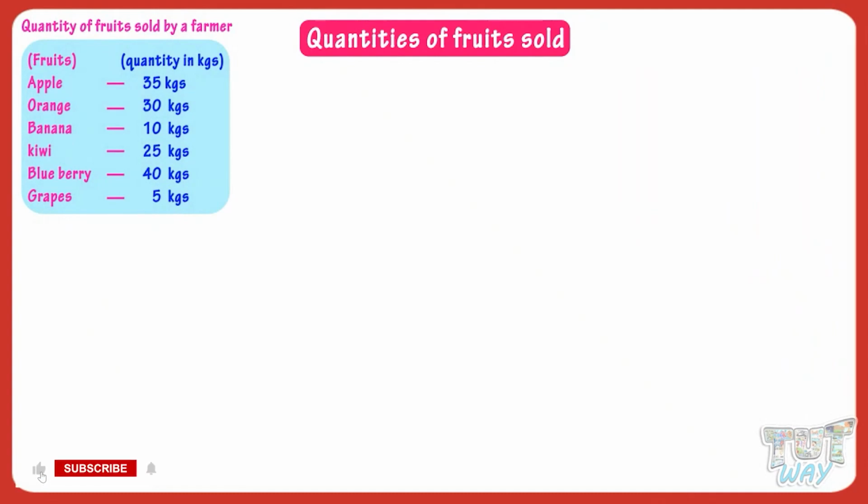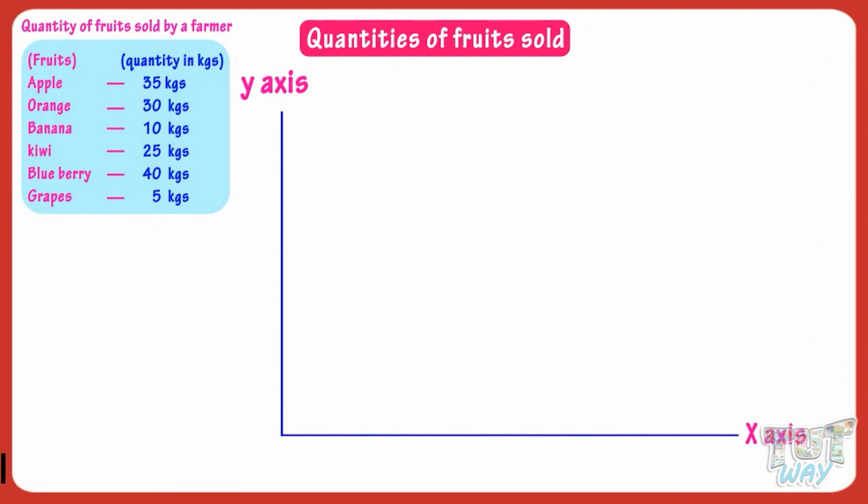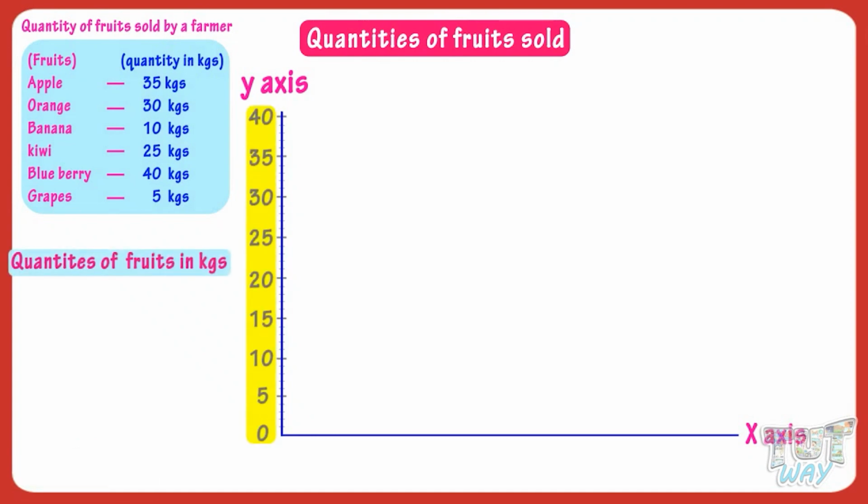A bar graph has two axes, x-axis and y-axis. We have two types of data. One is the numeric data showing quantities of fruits in kgs, and the other is textual data, the name of fruits. The axis which shows numeric data is called scale.